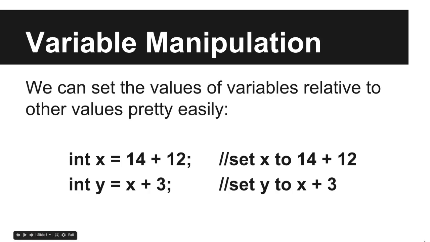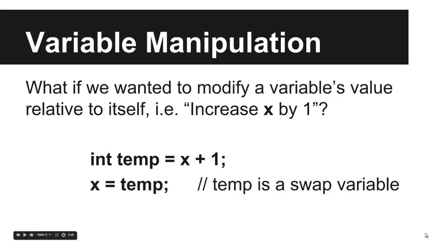Now let's say, though, that we want to modify a variable's value relative to itself. Let's say we have some variable called x that we want to increase by 1. One way we could do this, and we're going to come back to the idea of swapping variables later, is to use a temporary variable to hold the result of the new expression and then assign that result in. But this is inefficient, so we're not going to spend too much time talking about it.